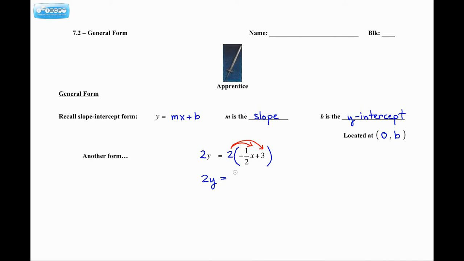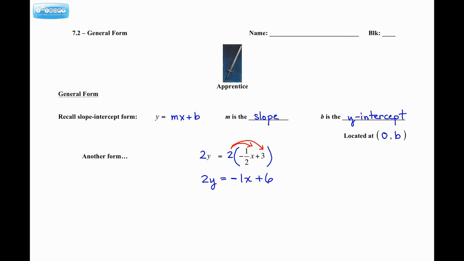So what is 2 times negative 1/2 x? Well, let's just break it down. First of all, we know a positive times a negative is negative. So I know my sign is negative already. Now let's just deal with the numbers. 2 times 1 divided by 2. Well, the 2's just cancel. I'm just left with 1. And the x is still there. Okay. And 2 times positive 3 is positive 6. So there we go. So the fraction is now done. All right. So this is not in general form yet, but most of the work is done.